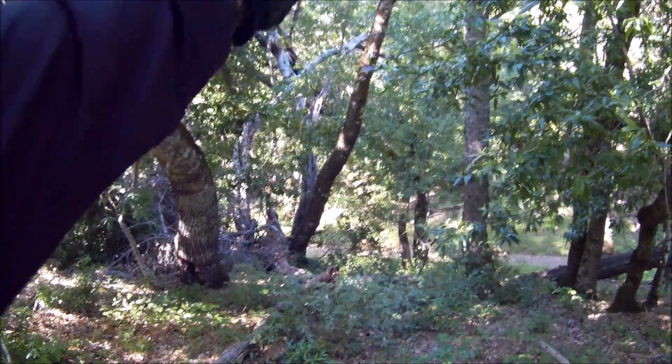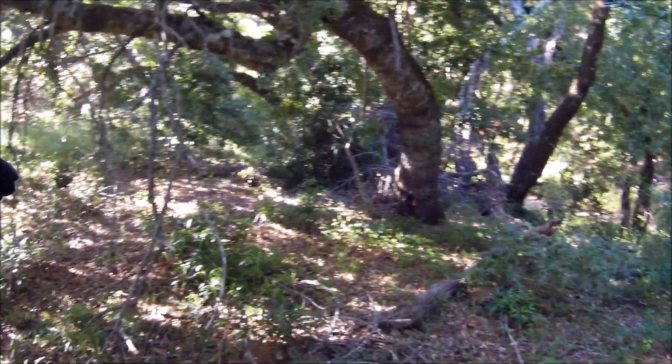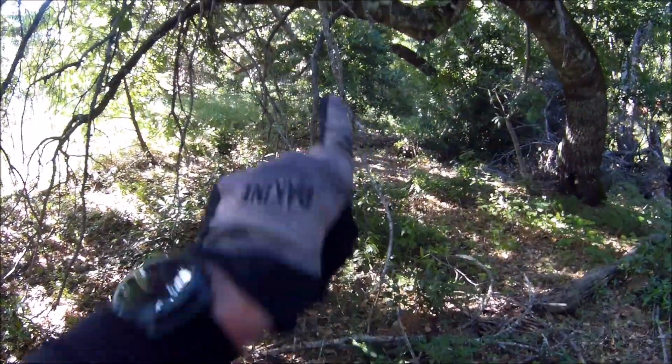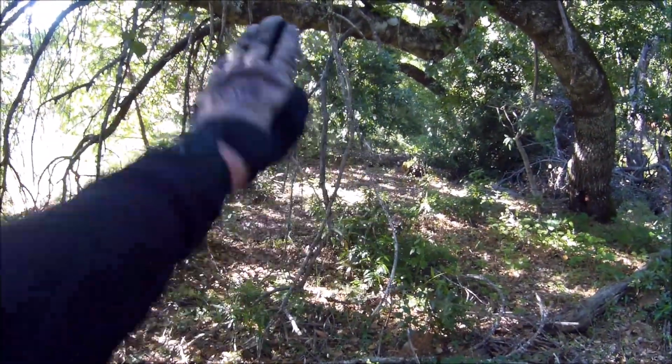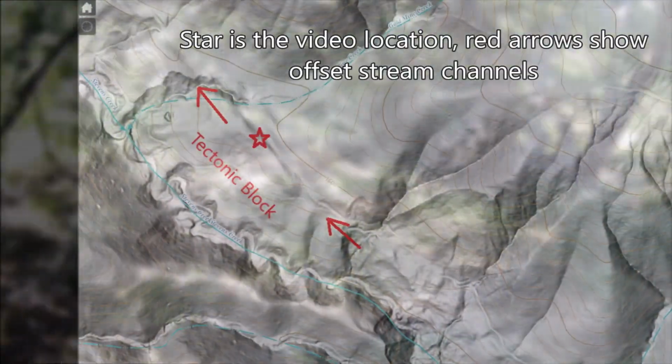You can see up here, Gold Mine Creek comes down right about here, and then there's a big jog, and then it goes down the block. The creek actually flows what would be upstream, and then goes down its original course.